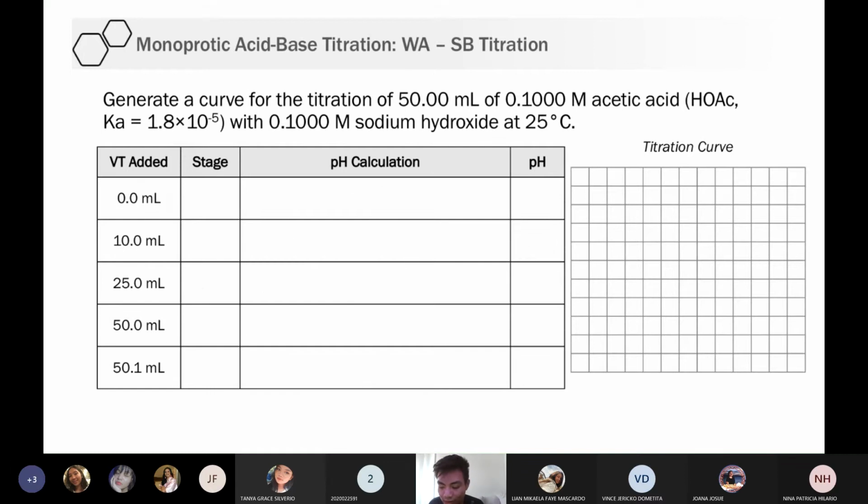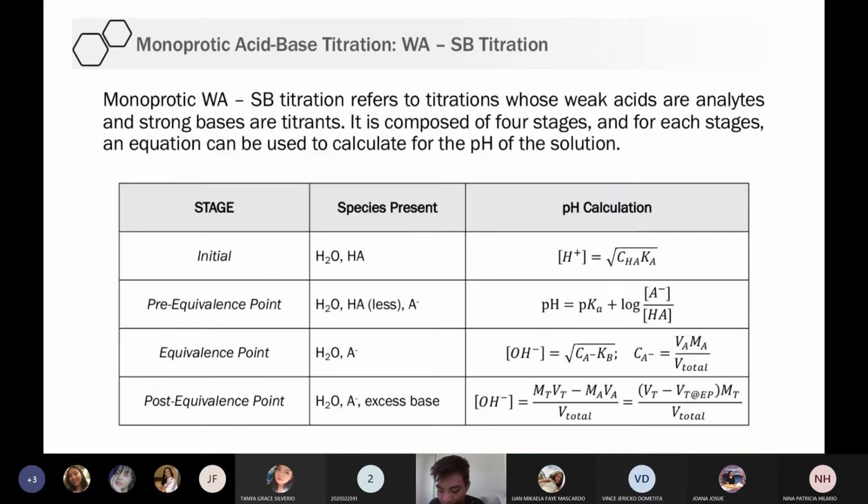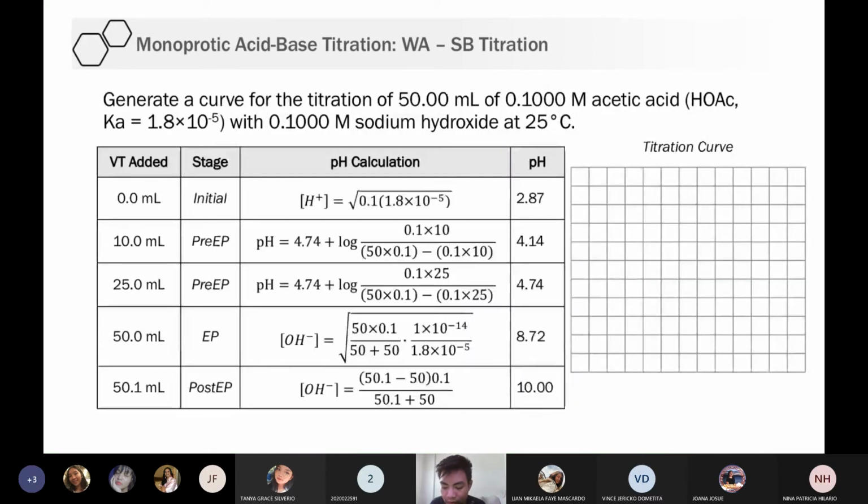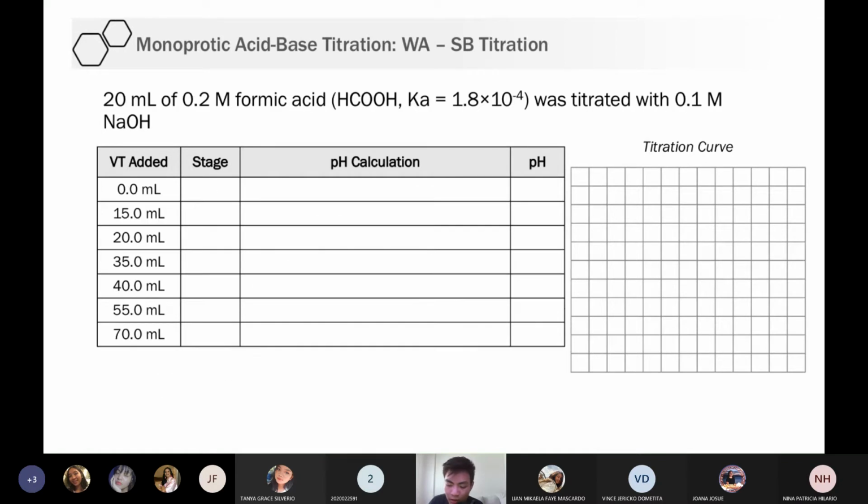Gusto ko talaga kasi himayin yung step by step. Since nahimay na natin yung step by step, you know the equations to use, and bakit yun yung equation na ginamit natin. Sagutan nyo na lang to at home. Sa bahay naman kayo, kaya sasagutan nyo talaga siya. Then, I will upload the answers sa next meeting.